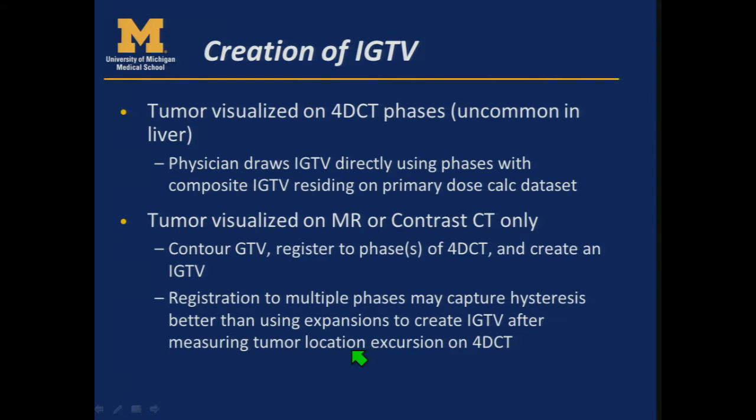This can cause some problems if you're just doing, say, a certain expansion superior-inferior and another expansion anterior to posterior. You may miss some hysteresis, so given the tools that we have in our planning systems to create ITVs, it's really important that you watch the 4D CT movie and make sure that your ITV is really well encompassed within the margin that you've created.